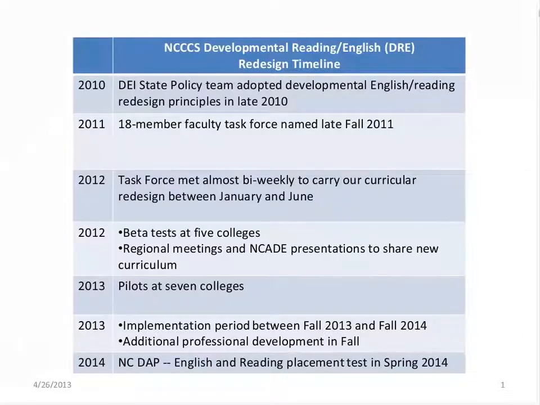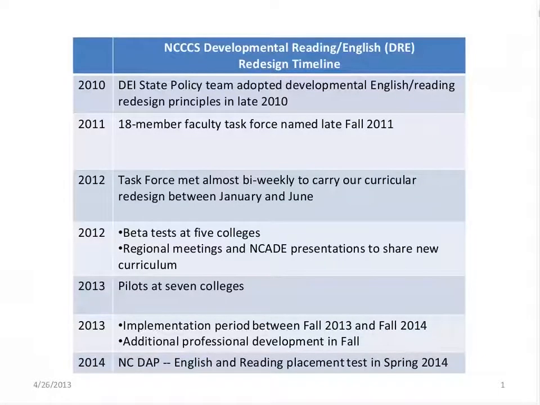In terms of the redesign of developmental English and reading, that state policy team adopted a set of redesign principles in 2010, and in 2011, a committee or task force of 18 faculty members from developmental and curriculum English and reading was put together in late 2011. That was done through a nomination process with external reviewers and a number of different stakeholders who helped create and choose the members of that task force.